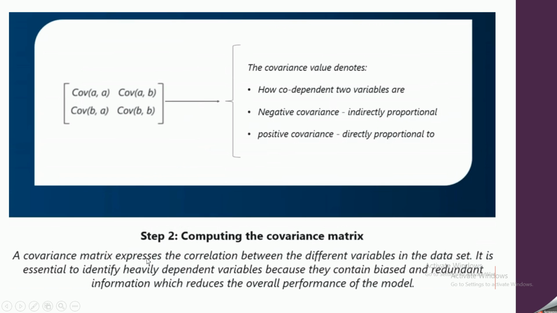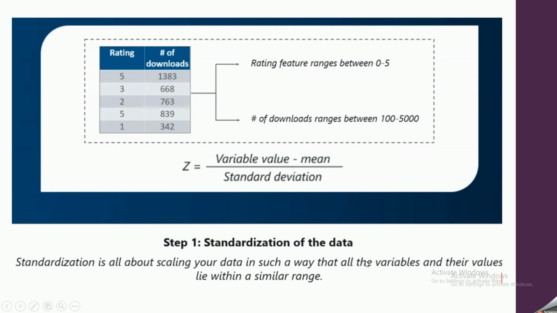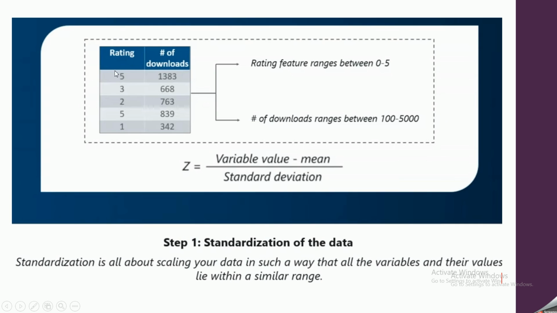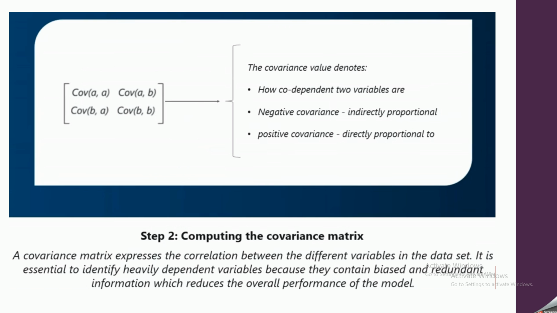A covariance matrix expresses the correlation between the different variables in the data set. Variables are nothing but features, as we saw over here, the relationship between different features. It is essential to identify heavily dependent variables because they contain biased and redundant information which reduces the overall performance of the model. So here in this case, if I had got multiple columns, and out of that if number of downloads was highly prominent or dominant, so in that case what would happen? We would have received a biased output.